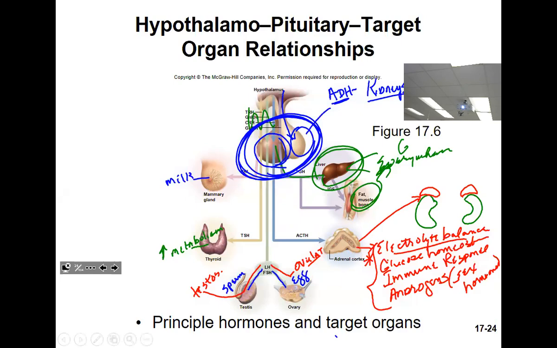So absolutely, this looks like a crazy mess right here. ADH, antidiuretic hormone from the pituitary, isn't it?